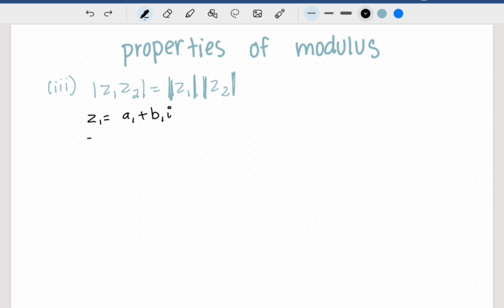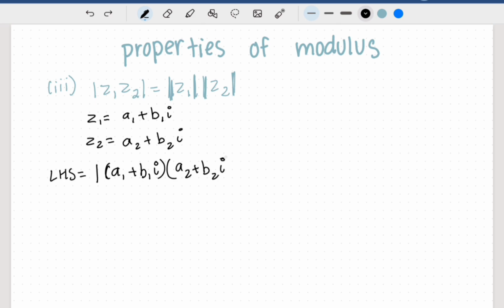It's just a complex number. And z2 is equal to a2 plus b2i. So let's solve the left-hand side. Let's try to prove that the left-hand side is equal to the right-hand side by substituting actual values, like z1 is a1 plus b1i and z2 equals a2 plus b2i. So the left-hand side is the absolute value of z1 times z2. So z1 is a1 plus b1i, and z2 is a2 plus b2i. Absolute value of that. Now let's multiply those.